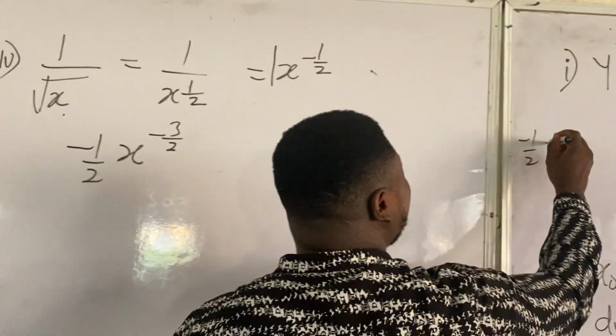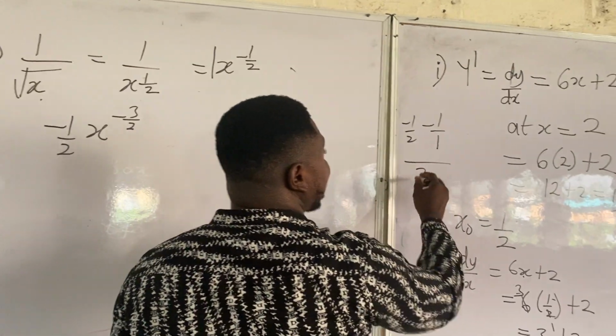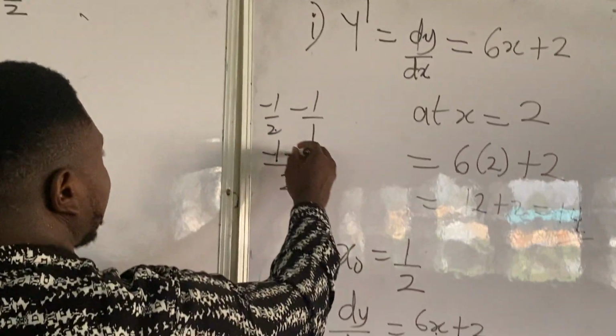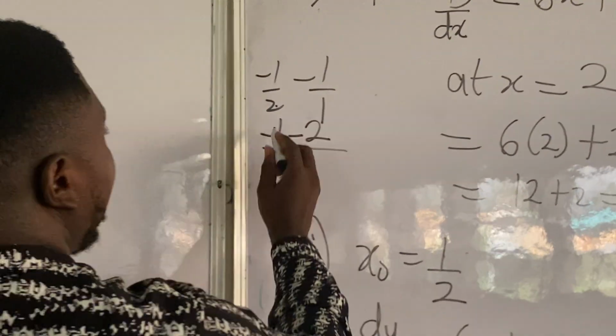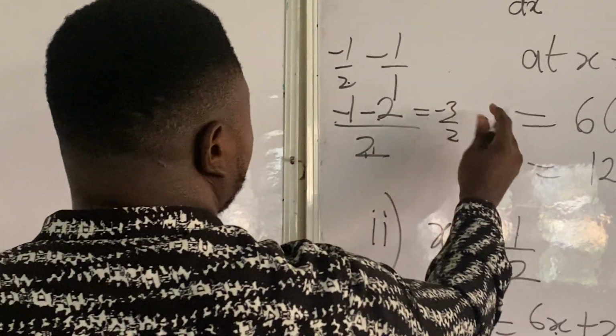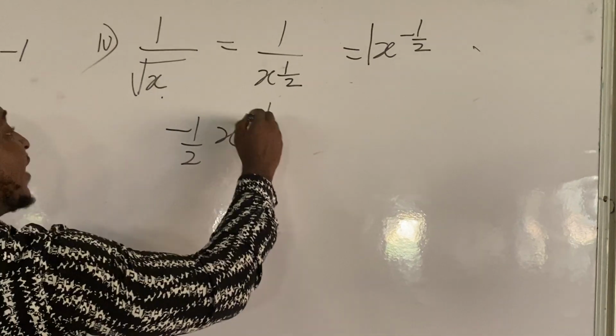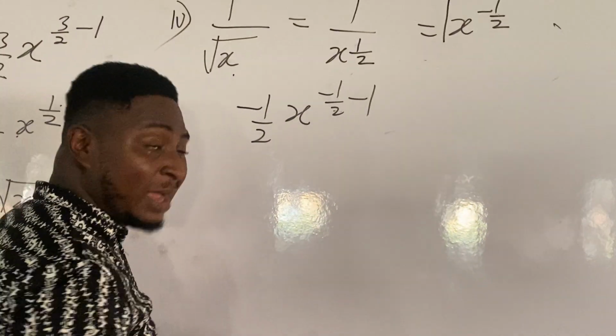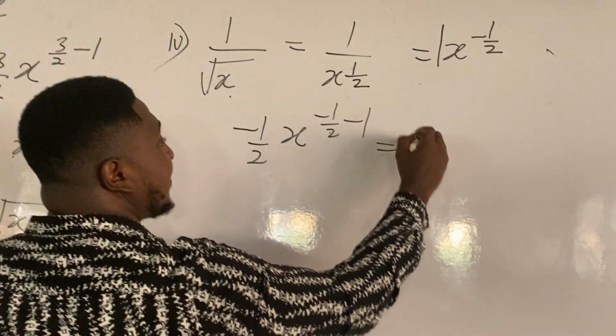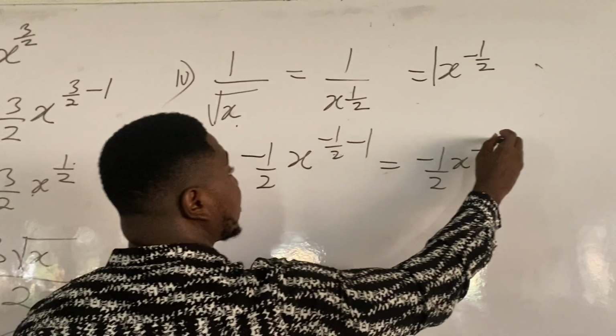Minus 1 over 2 minus 1 over 1. Let me show you: 2 in 2 is 1, 1 times minus 1, minus 2 in 1, 2 times 1. Minus 1 minus 2 is minus 3 over 2. So I will say minus 1 over 2 minus 1. Look, I'm showing my working. You now say minus 1 over 2 x raised to power minus 3 over 2.